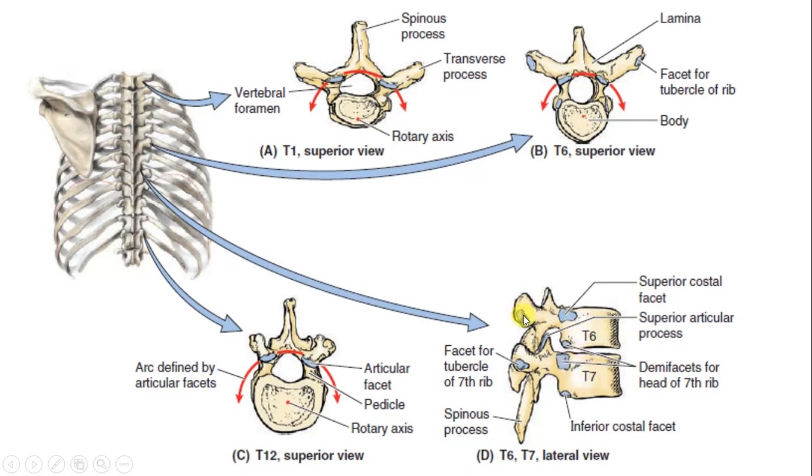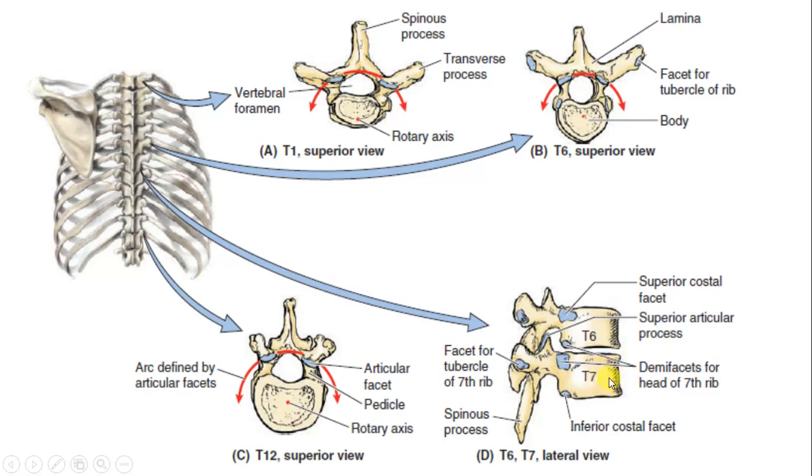And here is shown the facet for the articulation of the tubercle, with the same vertebra; it will be the tubercle of the seventh rib. So from this diagram it becomes clear that the superior facet is for its own rib, and the inferior facet is for the rib below it.